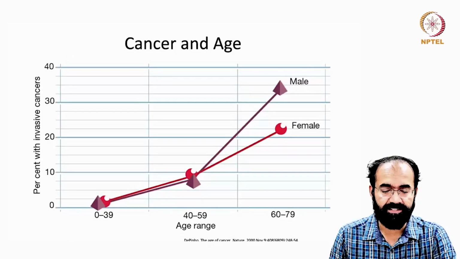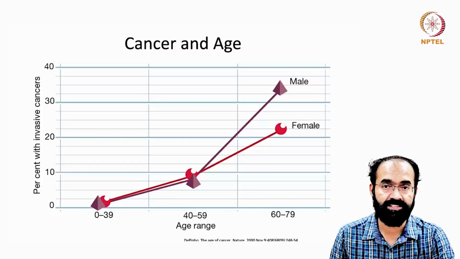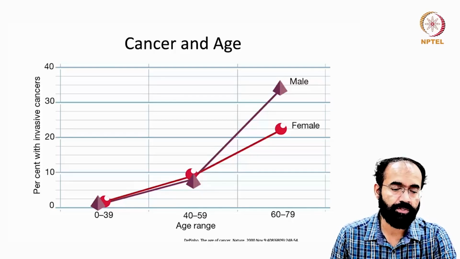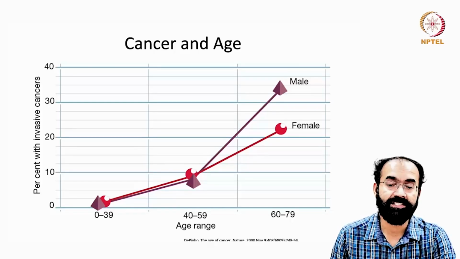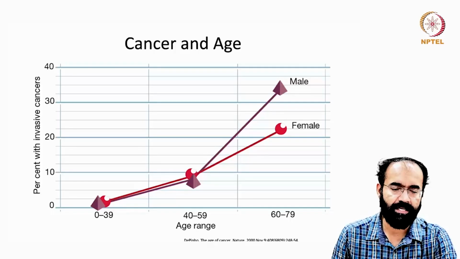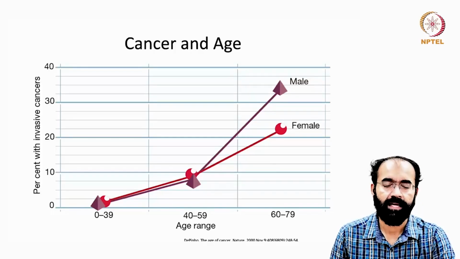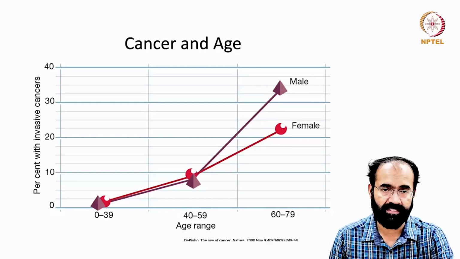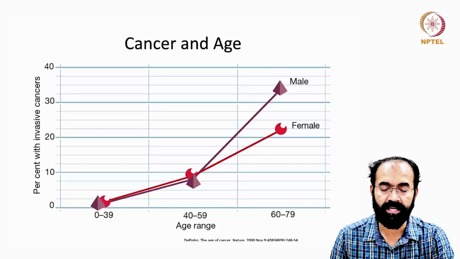So cancer and age, aging or the calendar age, have a good connection. So let us see the percentage with invasive cancer, no matter which cancer it is. In the y axis you have 10, 20, 30, 40 like that. And in the x-axis you have three age groups: 0 to 39 age group, 40 to 59 age group, and 60 to 79 age group. So this is the range of the age.